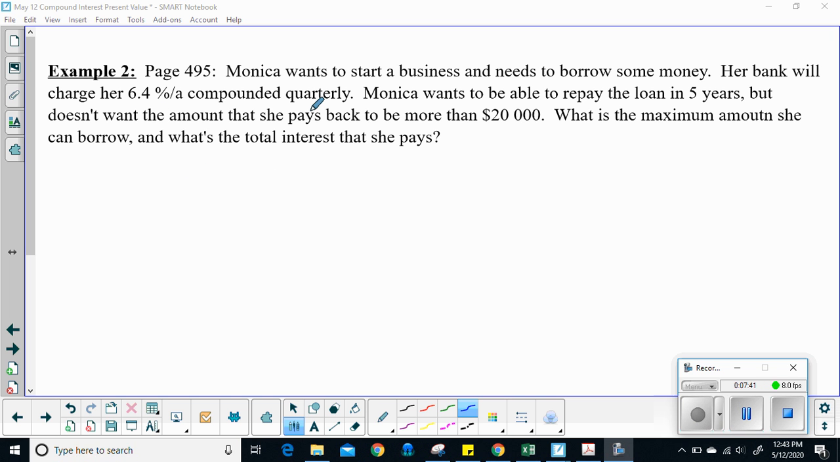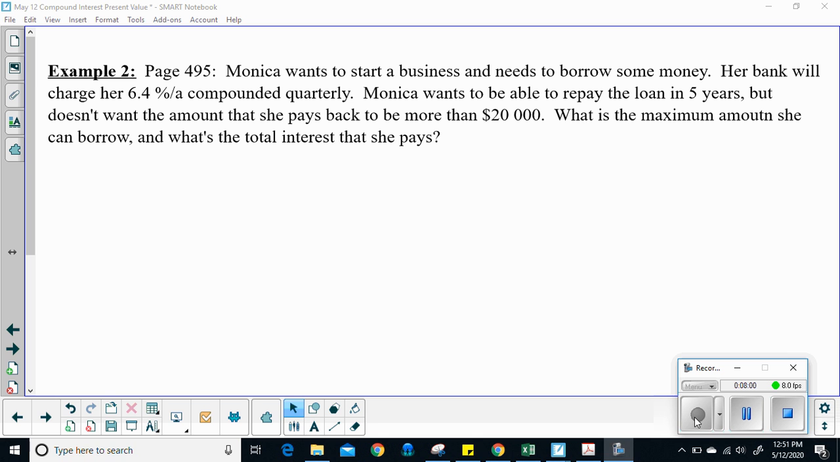Okay, so we know we are doing this compounded quarterly, right? Very important. So that means that I'm doing compound interest. So A, P, equals R over N. Hang on.